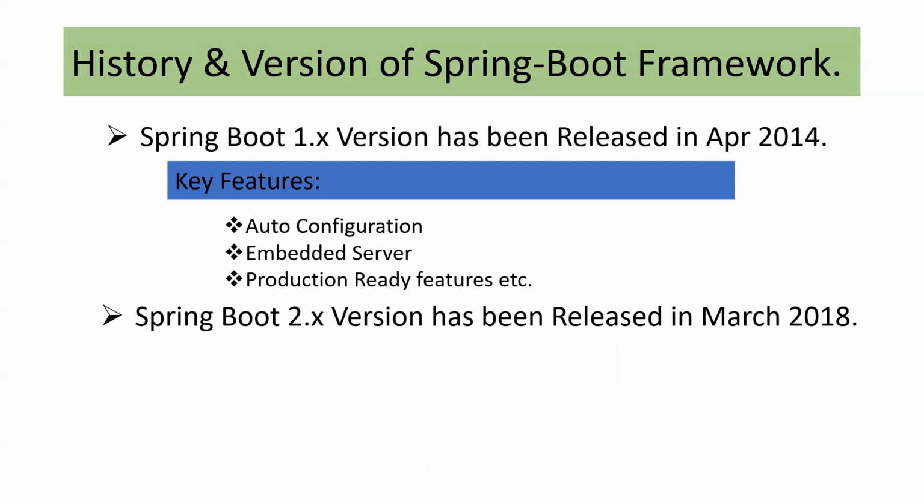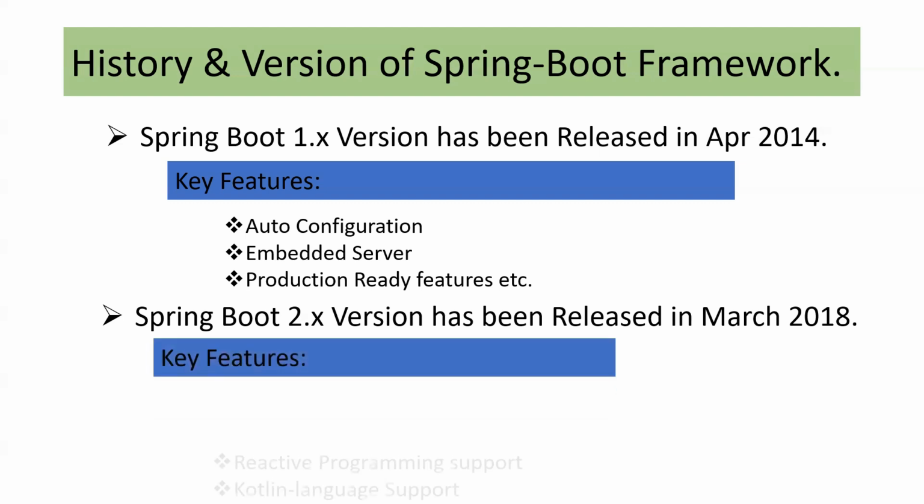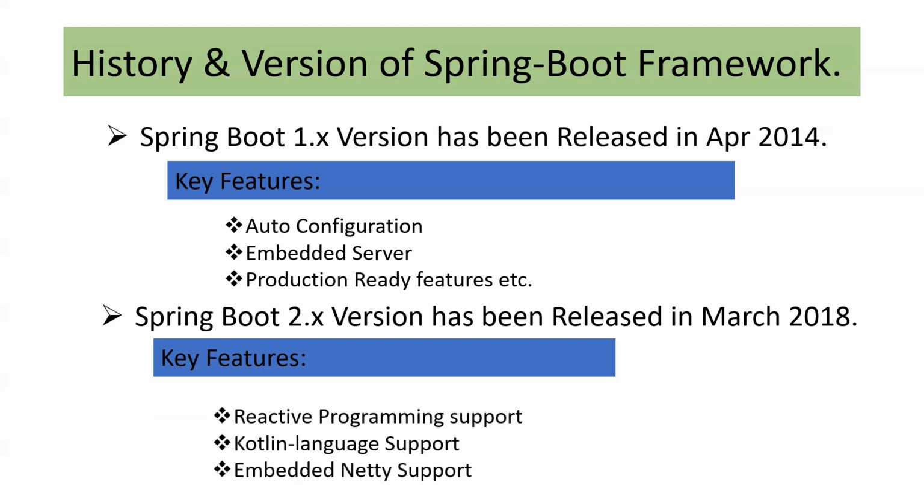So now let's see what key features are available in Spring Boot 2.x. The first key feature here is support for reactive programming. Before Spring Boot 2.x, we could not create any project for reactive programming. But from Spring Boot 2.x onwards, we can create projects for reactive programming as well. The second key feature of Spring Boot 2.0 is Kotlin language support. Even before Spring Boot 2.0, there was no support for the Kotlin language, but after Spring Boot 2.x, that is possible.